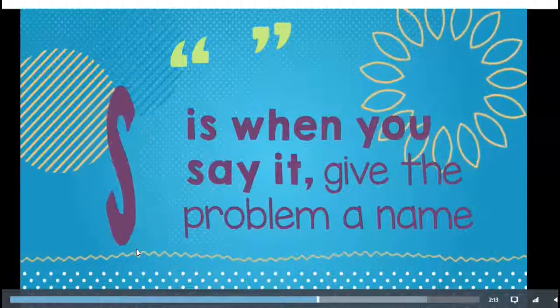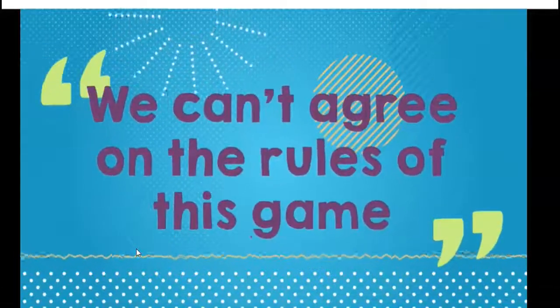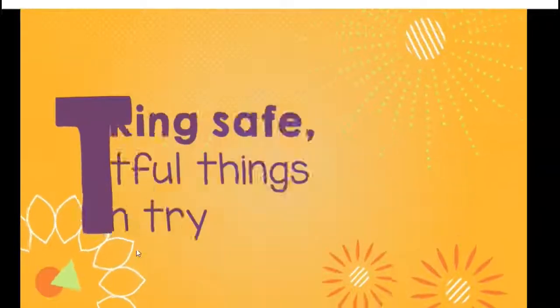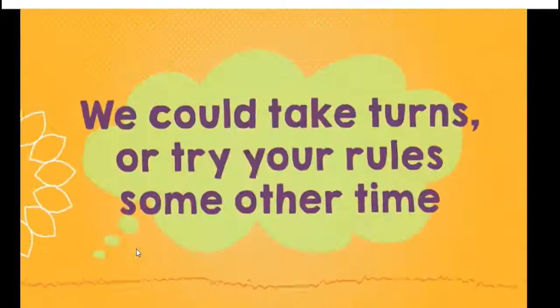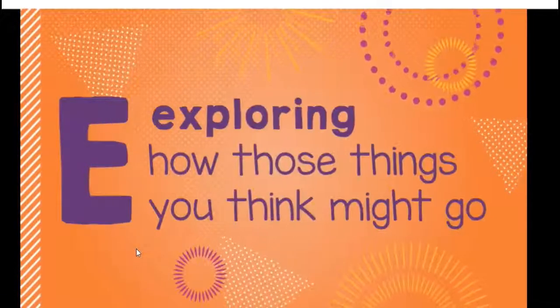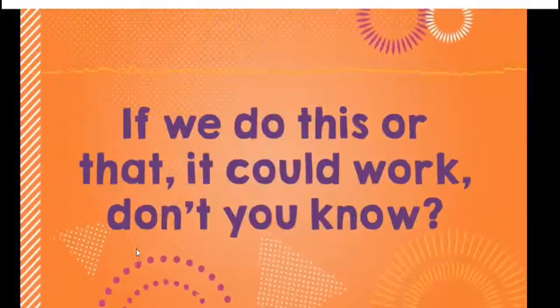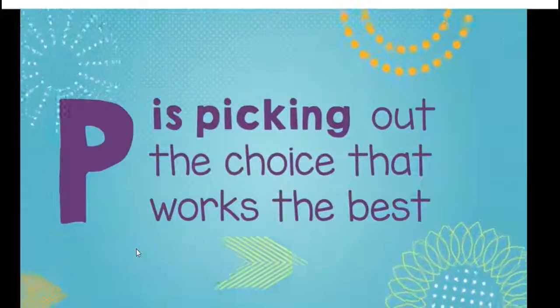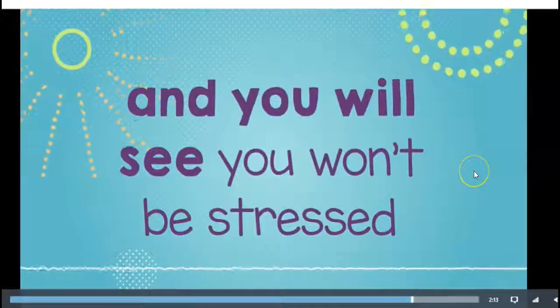S is when you say, give the problem a name. We can't agree on the rules of this game. T is think and say respectful things you can try. We could take turns or try your rules some other time. E, exploring how those things you think might go. If we do this or that, it could work, don't you know? P is picking out the choice that works the best. Step it up and you will see you won't be stressed.